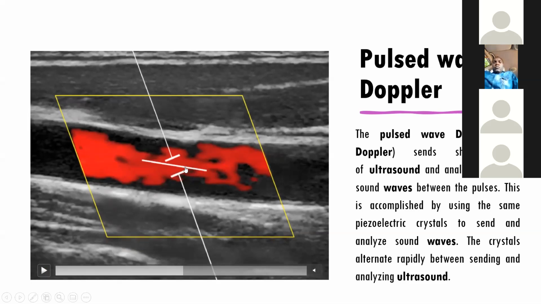Okay, and this is the angle. This angle that it makes with this line should be less than 60 degrees, and you need to make this line parallel with the blood vessel. This is the blood vessel and this is the axis of the blood vessel, and you should maintain this line parallel to the blood vessel, and you should make it in this way. Then you will get a good report.